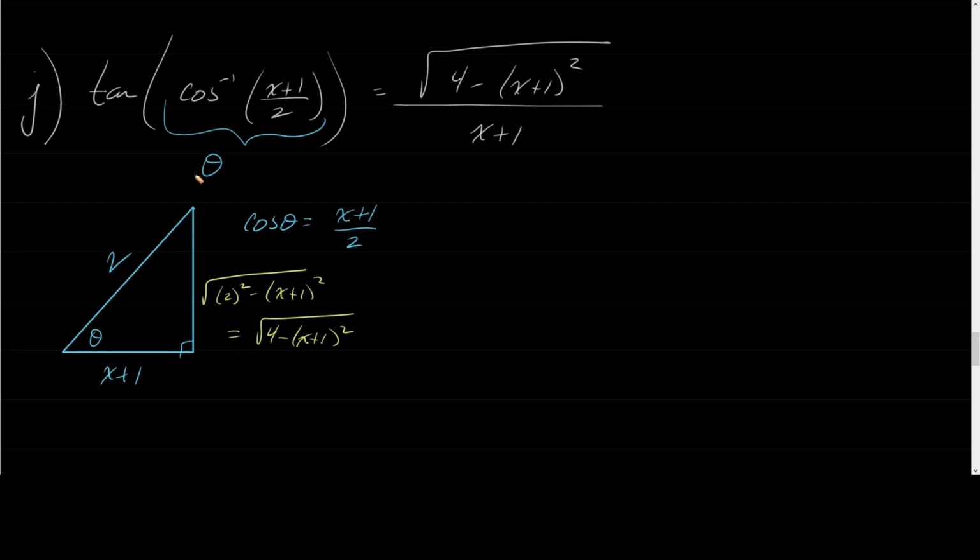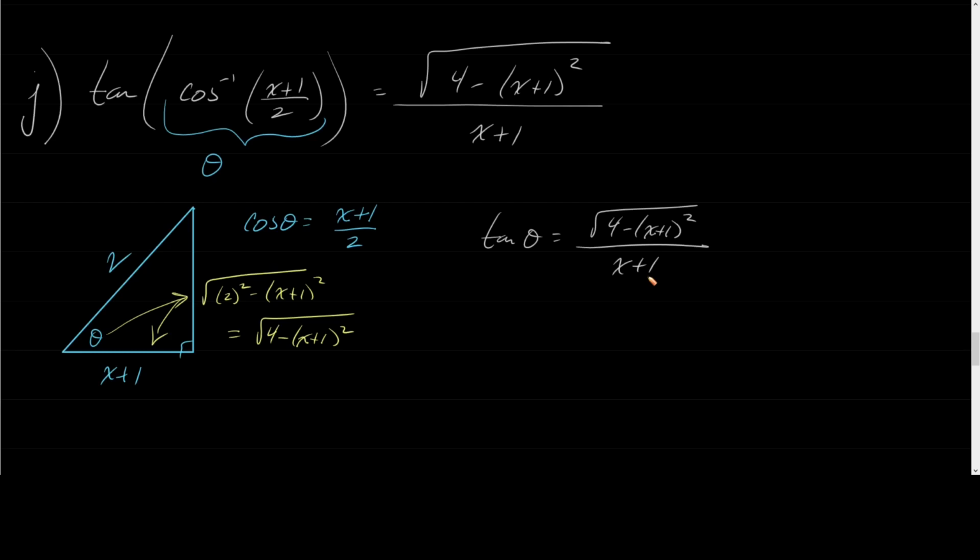And now, since I want tangent of theta, tangent from here would be opposite over adjacent. And look at that. That's exactly what we have over here. So right away, we see that tan theta is equal to the square root of the opposite, so 4 minus (x plus 1) squared, and all of that over the adjacent, which is simply x plus 1. All right, so we can use triangles to verify some identities as well.